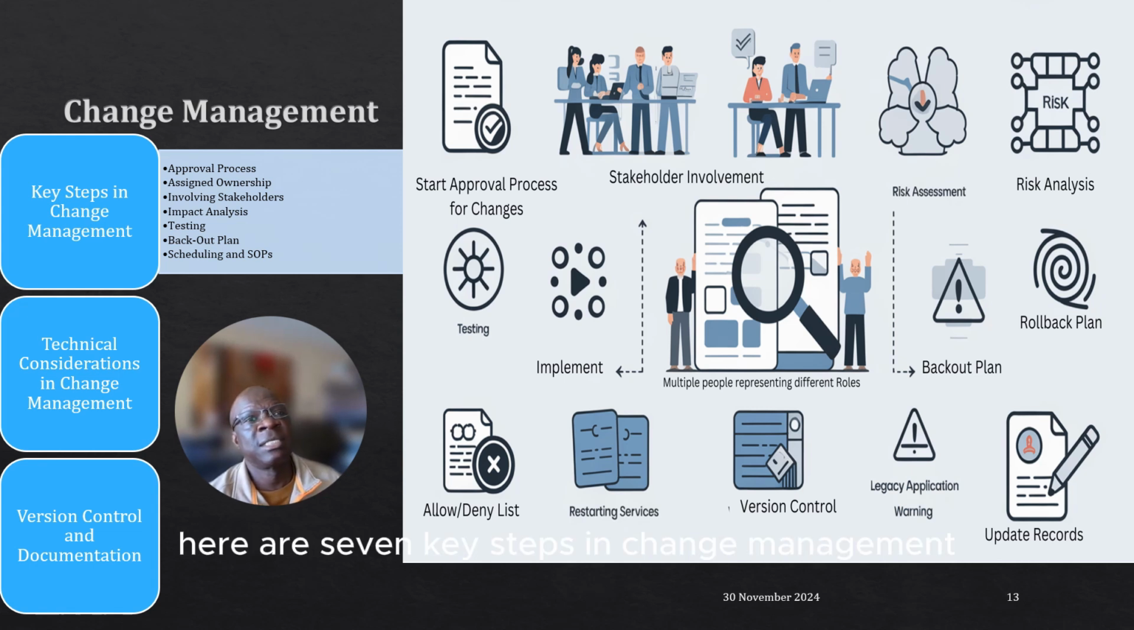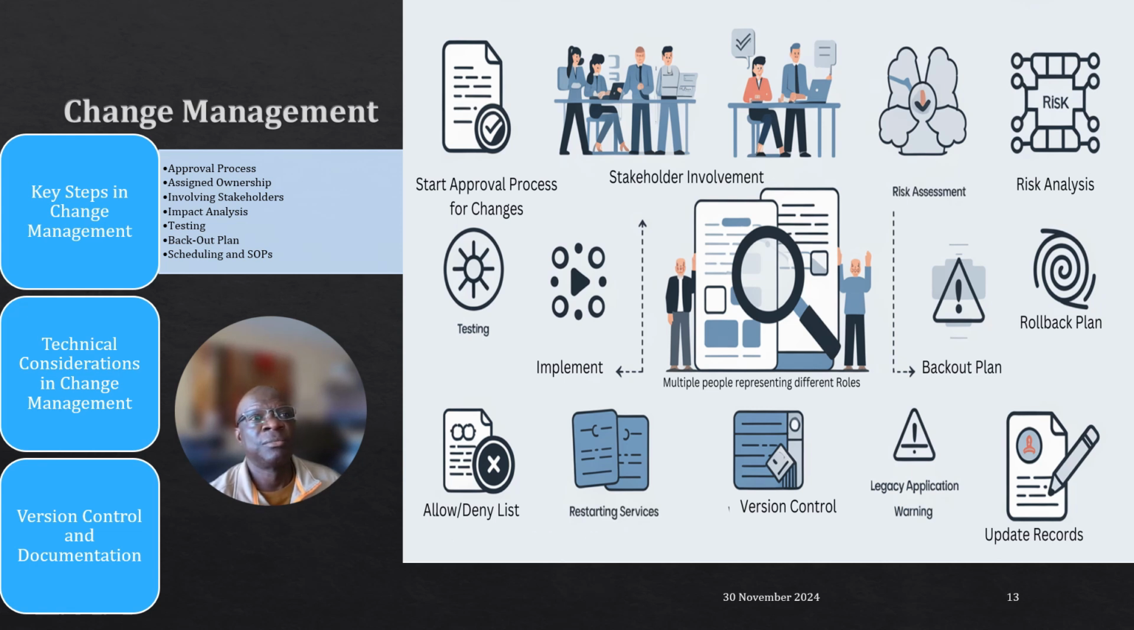Here are 7 key steps in change management. Step number 1, the approval process. Any proposed change should go through a clear approval process. This means each change is evaluated, authorized, and documented, helping to avoid unauthorized changes that could cause security issues.